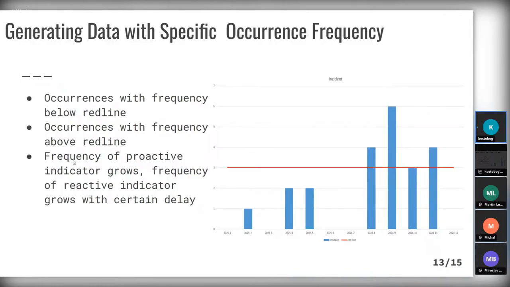And that's just for one particular indicator, but it will also be nice to demonstrate this functionality of causality between indicators, is to have a proactive indicator going from low frequencies to higher frequencies over the red line, and then with some delay, the reactive indicator, which depends on it, to go up as well.